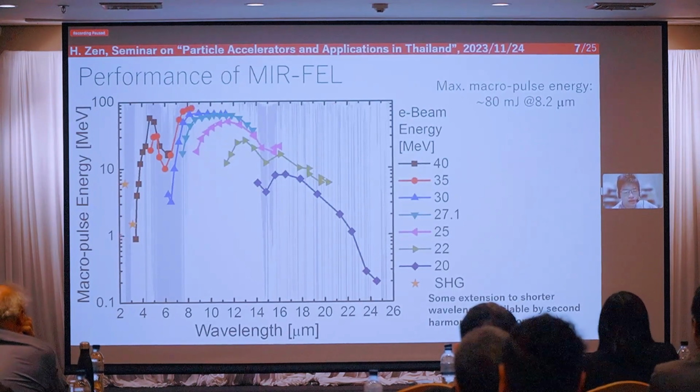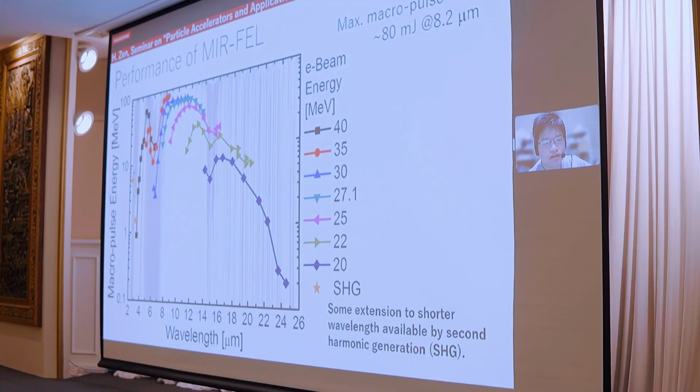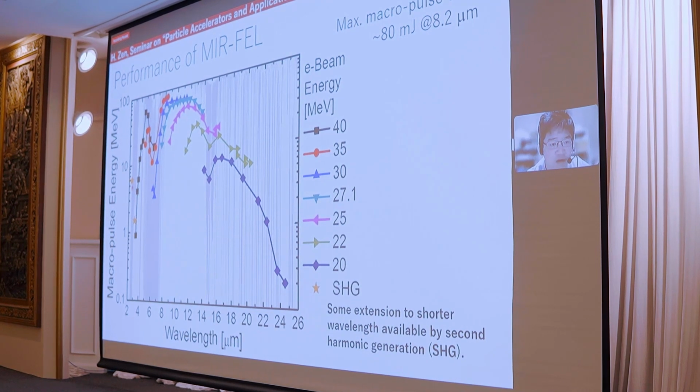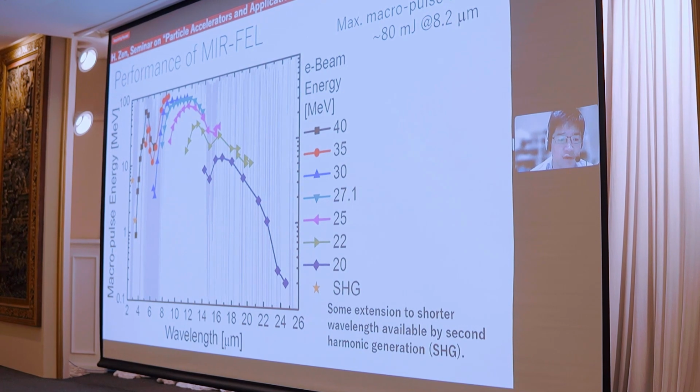And we can extend the wavelength region a little bit shorter by using second harmonic generation. These orange stars are experimentally obtained values using the second harmonic generation from 5 or 6 micrometer.